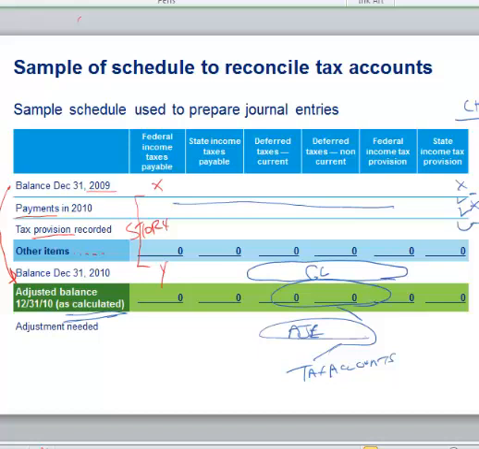Every row, when you're telling the story to get from last year to this year, every row has got to be a balanced journal entry.